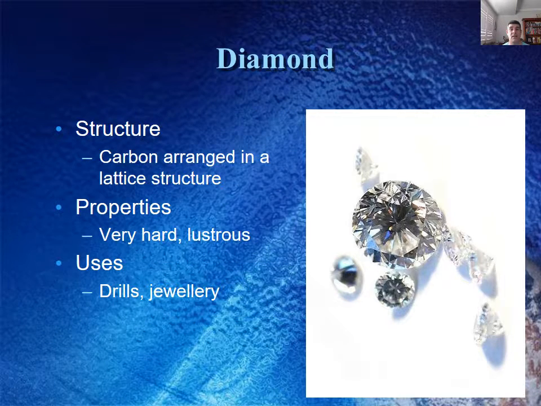So if we look at something like diamond, a good example of a covalent network, it has carbon arranged in a lattice structure. It's very hard, lustrous, is a beautiful crystal shape, and it's the hardest substance that we know, used for jewelry for its beauty and also for drills for its hardness.